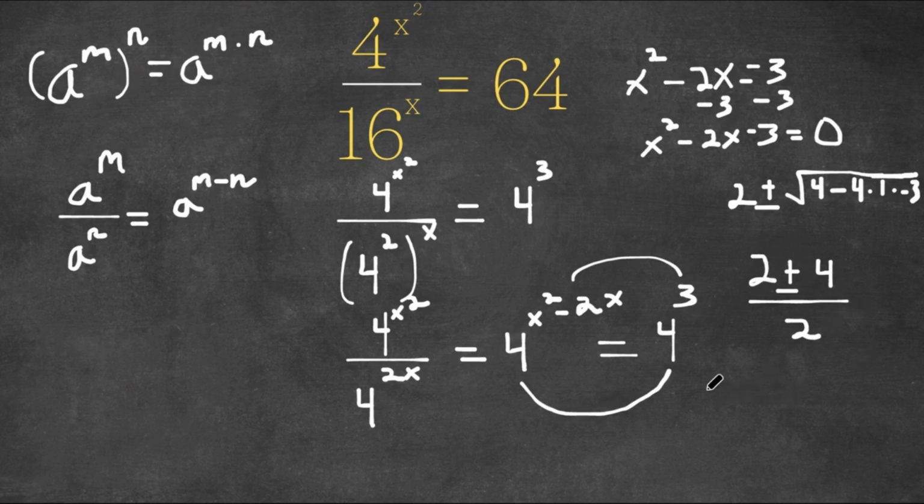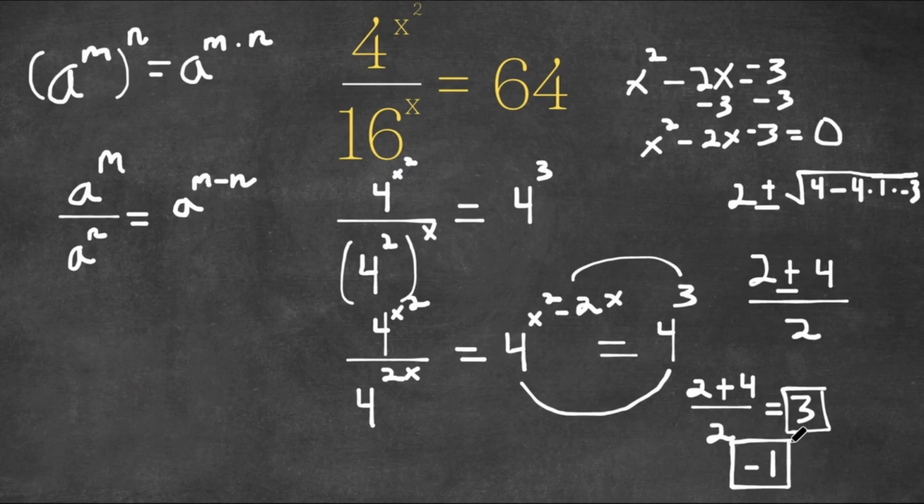Now, this gives us two expressions, 2 plus 4 over 2. 2 plus 4 is 6, and 6 divided by 2 is 3. So this is one solution. And we also have 2 minus 4 over 2. 2 minus 4 is negative 2, and negative 2 over 2 is negative 1. So negative 1 would also be another solution. So these are our two solutions to this problem.